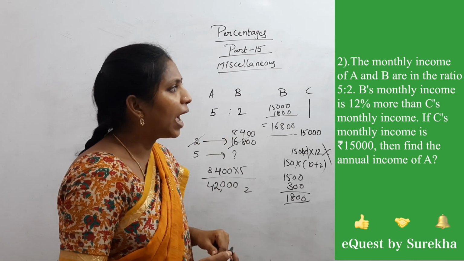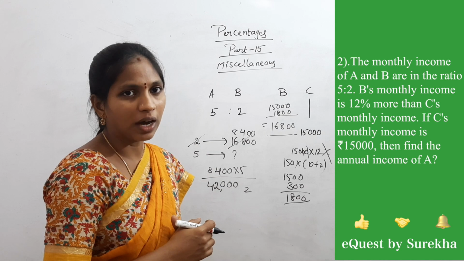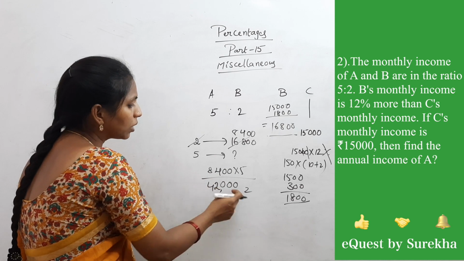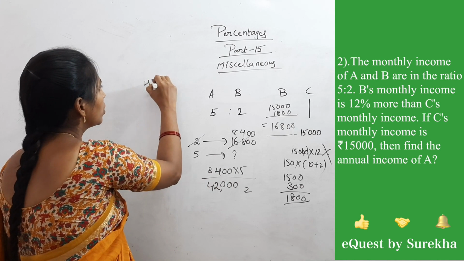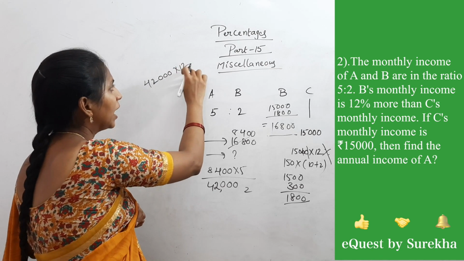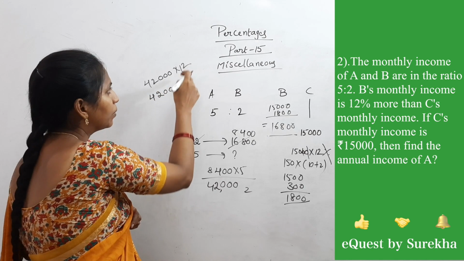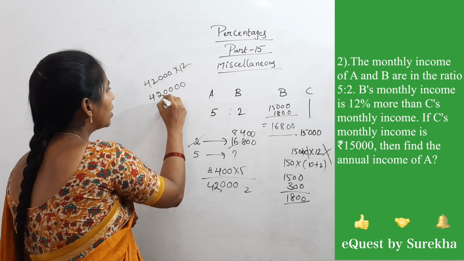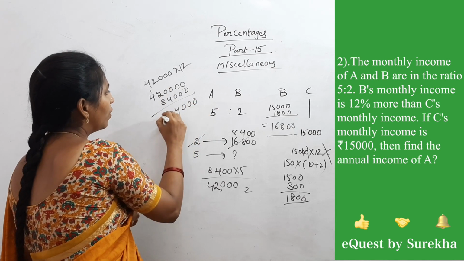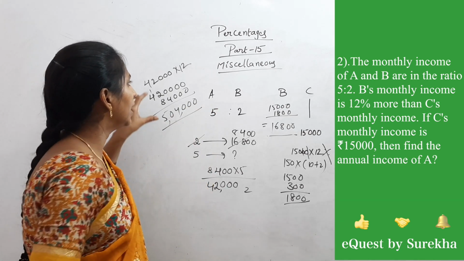But in the question we have to find out the annual income of A, not monthly income. So we should multiply with 12, 42,000 into 12. Again same, 42,000 into 10 plus 2. So here extra 10 into 10 into 2 means how much? 84,000. Then add 0, 0, 0, 4 and 0, 1. Sorry. Then what is the annual income of A?